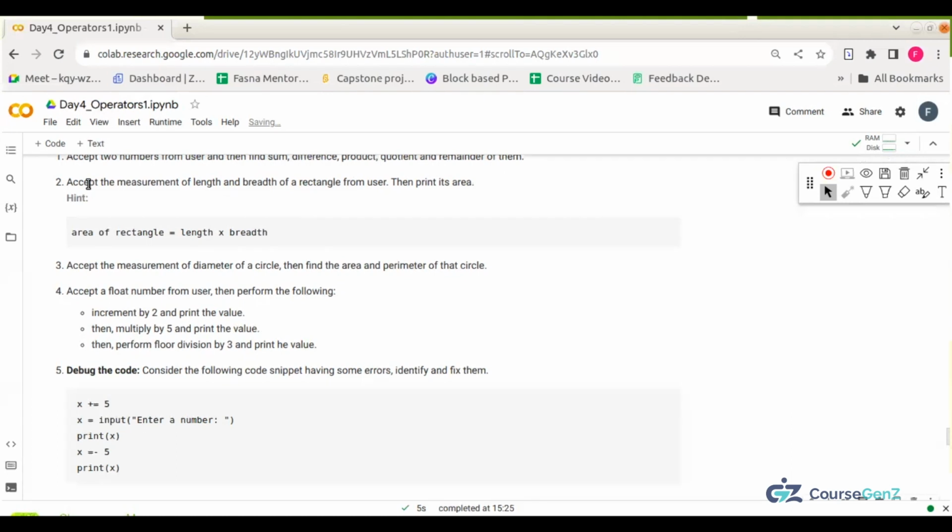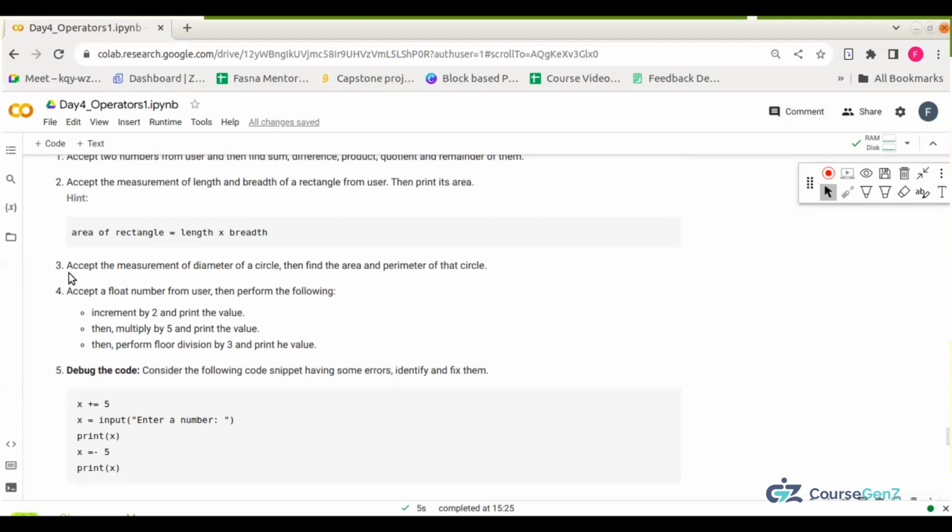Then the next question: accept the measurement of length and breadth of the rectangle from the user. Then you have to print its area. How can we find it? You have to ask the user, please enter the length. Then you have to ask the user, please enter the breadth. Then the area, you have been given the formula here: area of the rectangle is equal to length into breadth. So you have to do this. Then what will be the next step? You have to print it.